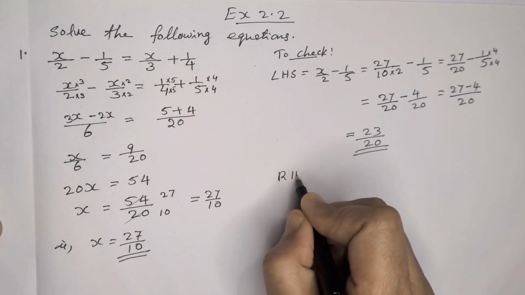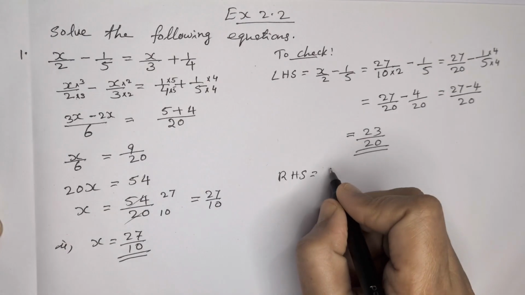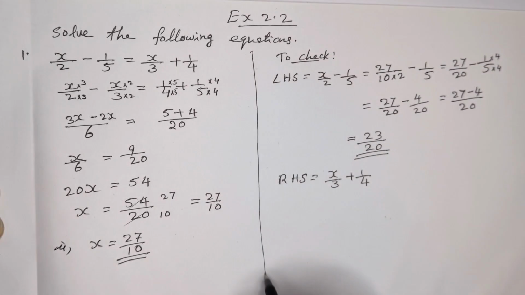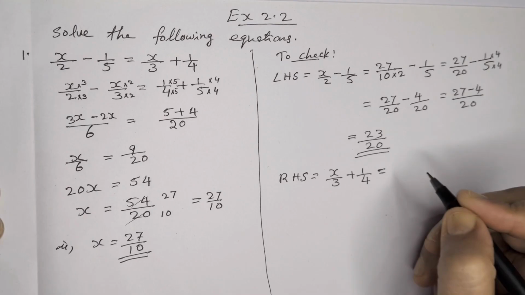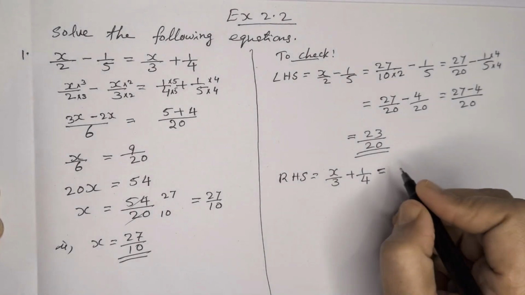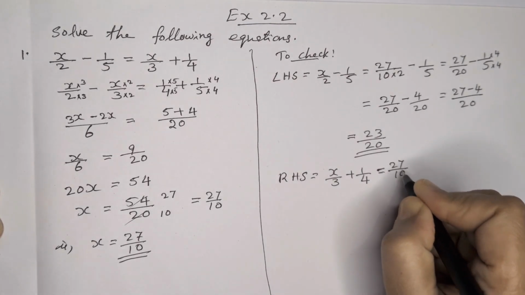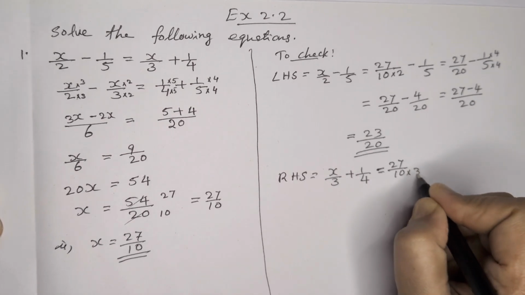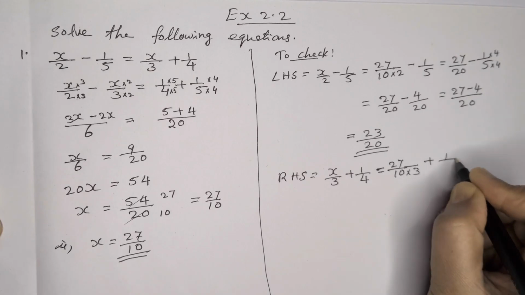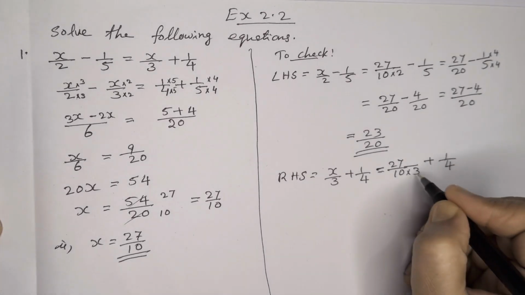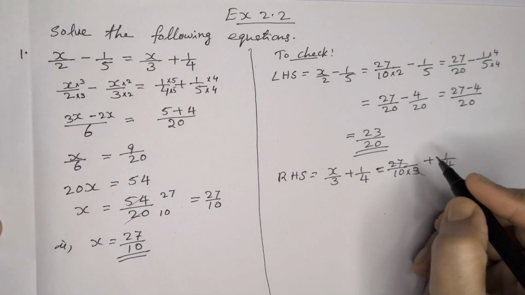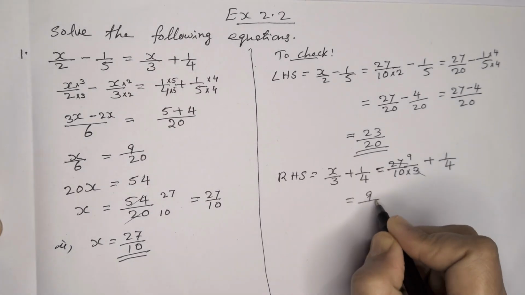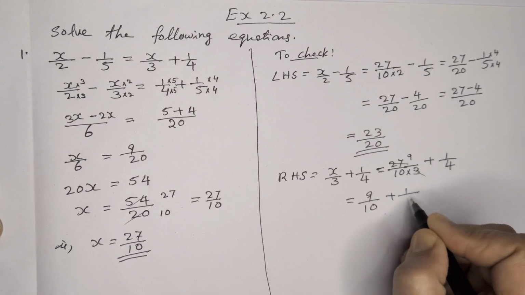Now RHS. x by 3 plus 1 by 4 is equal to, the value of x is 27 by 10. And again, that's the value of x. Again, 3 is there in the denominator, plus 1 by 4. Here 3 and 27 we can simplify. 9. So we will get 9 by 10 plus 1 by 4.